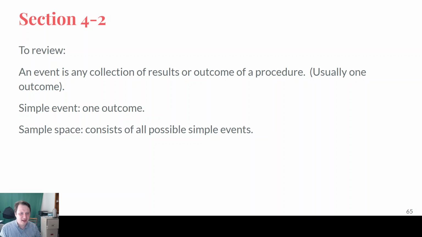So to review, an event is any collection of results or outcomes of a procedure. Usually you only have one thing you're looking at. A simple event is only one outcome that cannot be broken down any further. And the sample space consists of all of the possible simple events. The sample space has to include every possible outcome.